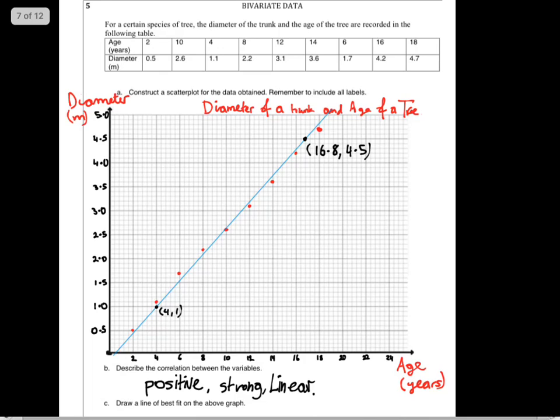Now for the next question, we have to choose 2 points that sit on the line. The best way to do it is to see where the line of best fit crosses through main interval lines of our grid. So this one is x equals 4, and the y coordinate is a 1.